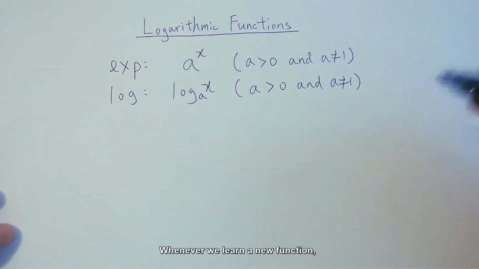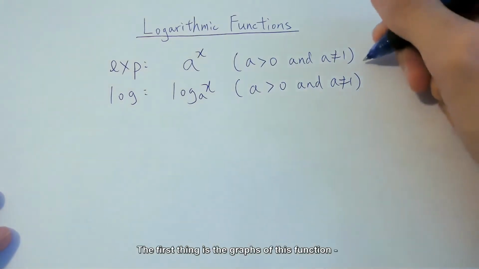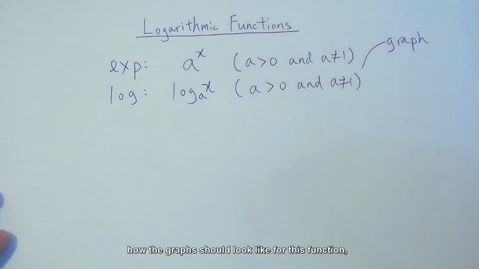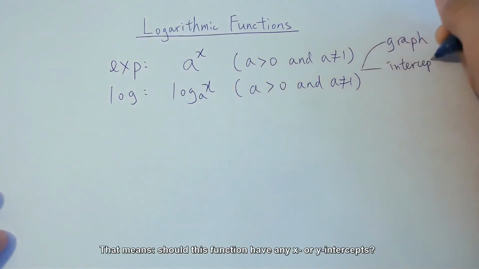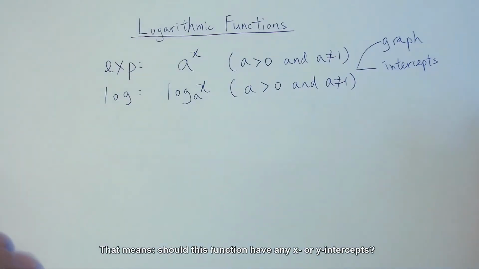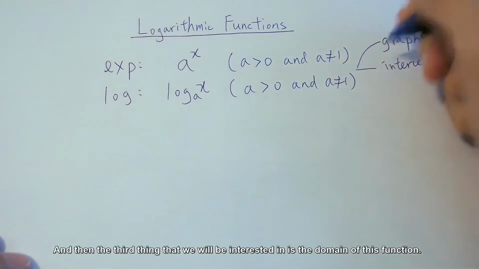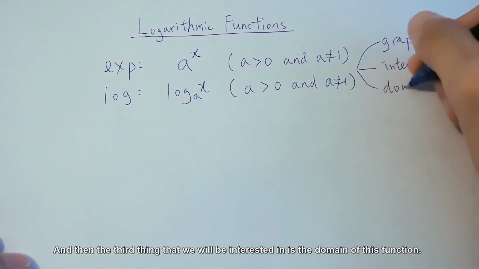Whenever we learn a new function, we are usually interested in these few things. The first thing is the graphs of this function, how the graphs should look for this function. And then the second thing is the intercepts. That means, should this function have any x or y intercepts? If so, how many are there? And then the third thing that we will be interested in is the domain of this function.